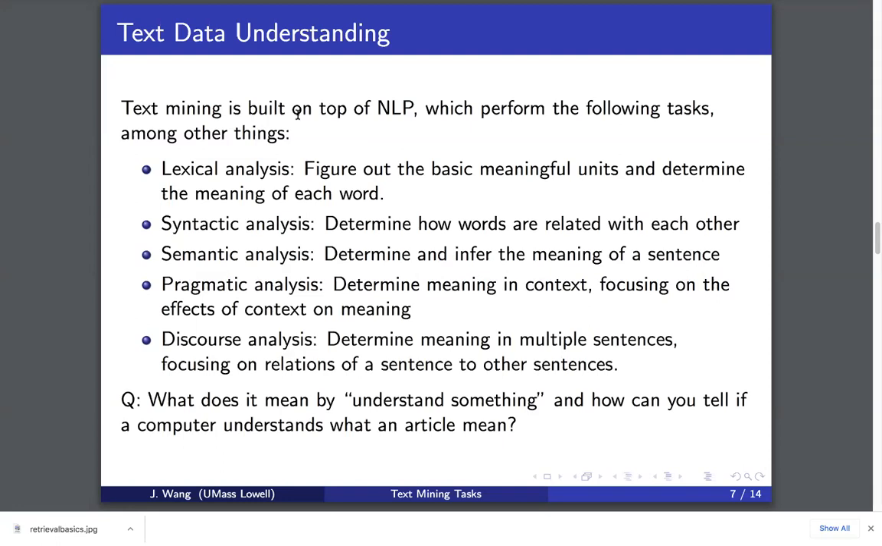So when you have a corpus of text documents, or you are given a single document, the first thing you want to do is to get the words out of the documents, right? So that means that text mining is built on top of NLP, which is used to perform the following tasks, among other things. Okay, so I have these 5 bullets here. One is lexical analysis. So this part is to figure out the basic meaningful units in the text document. Of course, that usually means words. Sometimes it means phrases, right? So basic meaningful units, such as a noun phrase or a verb phrase, and then determine the meaning of each such unit.